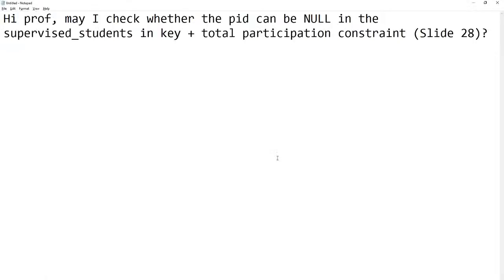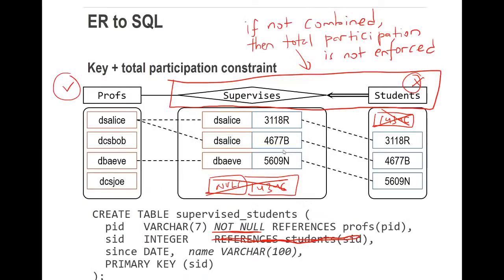Whether the PID can be null in the supervised key. Here, I explicitly put not null. It cannot be null because if you allow it to be null, it kind of indicates that the student does not have a supervisor. So no, it cannot be null.